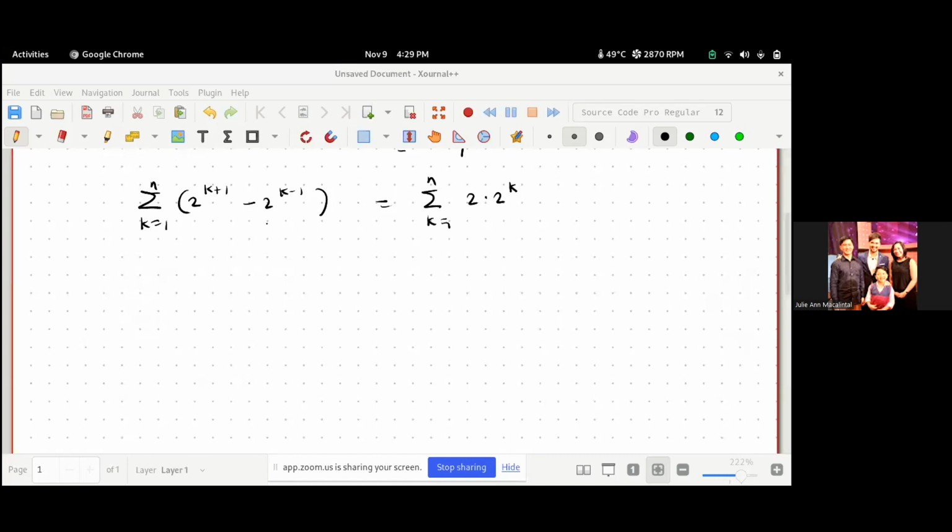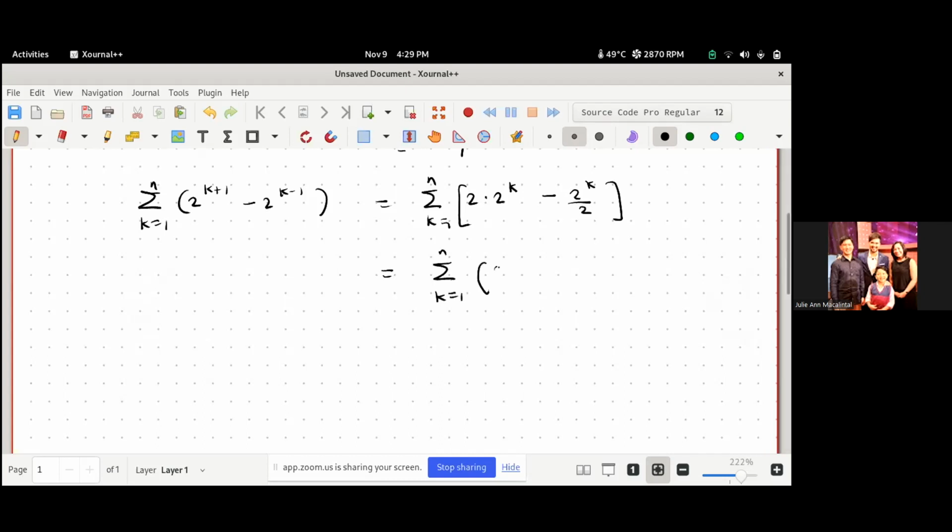Ito, yung first term susulat ko as 2 times 2 to the k. Yung second term is susulat ko as 2 to the k over 2. Ngayon, ito, sum from k equals 1 to n, 2 minus 1 half, 2 to the k. 2 minus 1 half is 4 over 2. 4 minus 1 is 3 halves. Lalabas ka na sa sum.